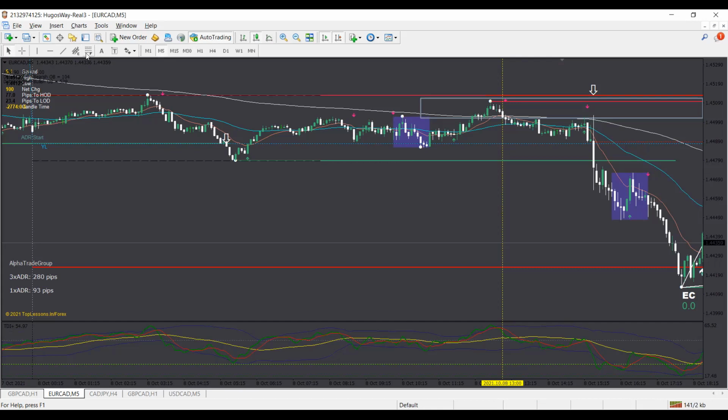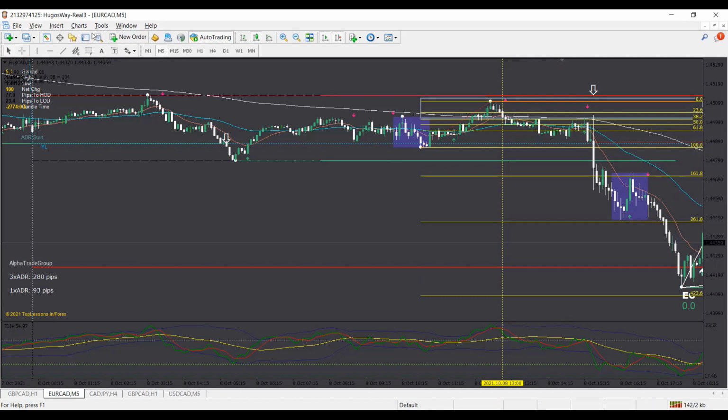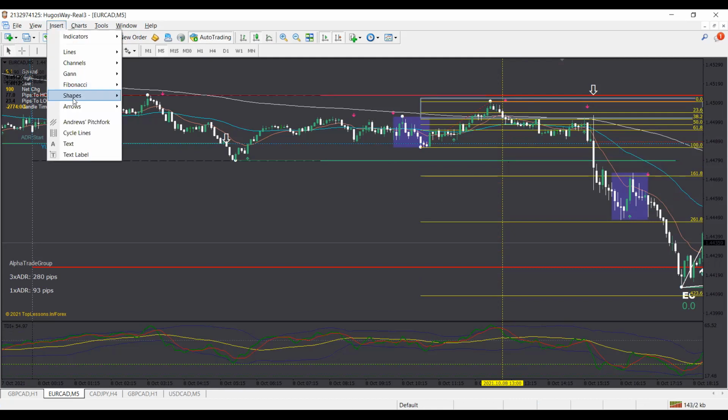So let me go back and drop these fibs here. I'm going to go from here to that point. Then we know that your area of retracement is between the 38.50 and the 61, right? So now I'm going to go ahead and shade this area out.